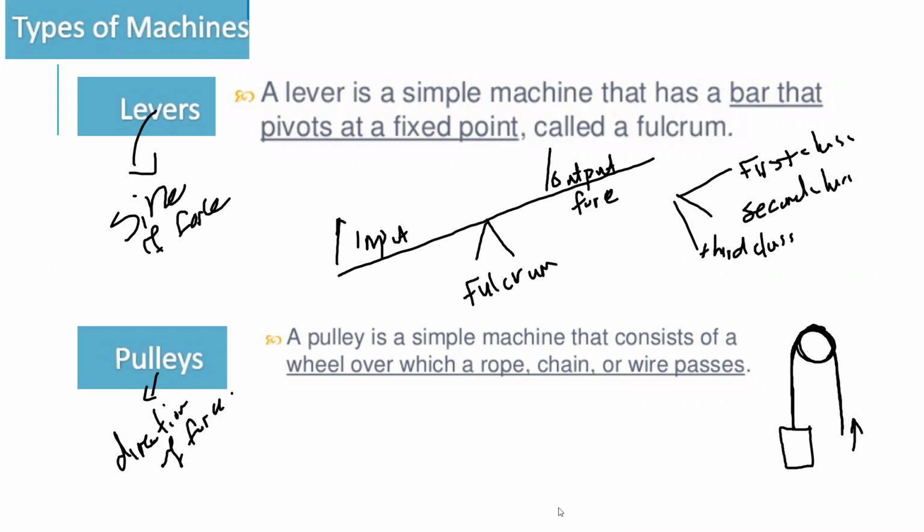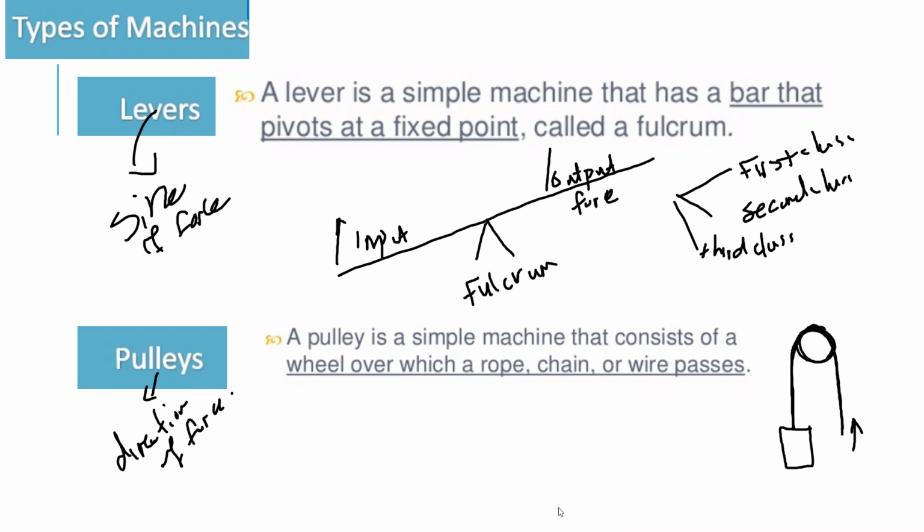So here, as we say, the machine is something that makes the work easier. We have two types of machines. But as I said, the machine makes the work easier by changing the size or the direction of the force.